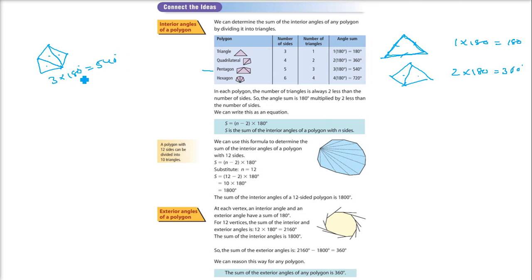And then we have some hexagon. A hexagon again has 6 sides. So hexagon, let us make a hexagon.